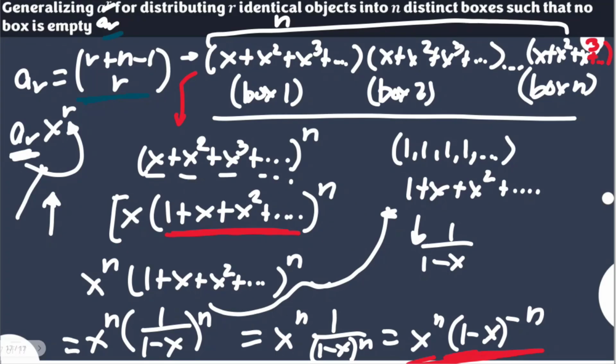That's it for this, and we have already the formula. Again, as mentioned, our formula earlier was transformed into k. A sub k is equal to k minus 1 combination k minus n, or k minus 1 combination n minus 1.